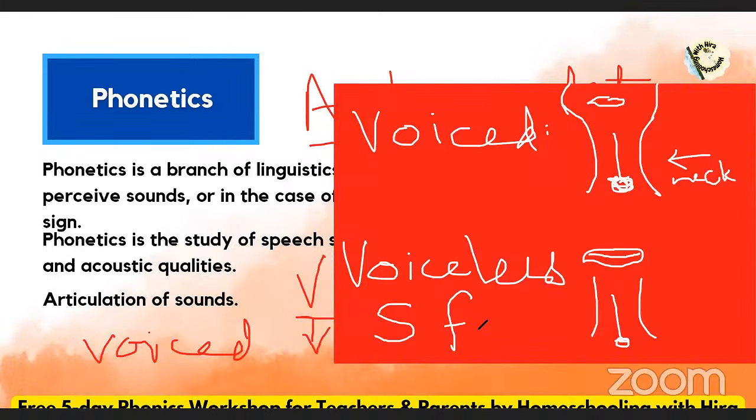Don't say it fa. If you say fa, then you will find the vibration for a. A is a vowel sound. We are only talking about the consonant sound.